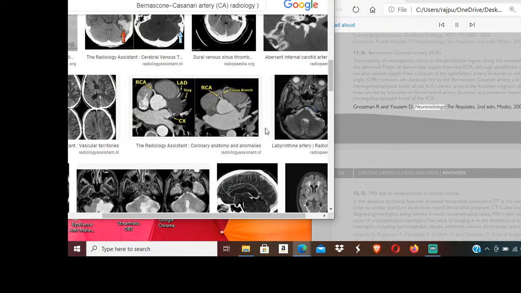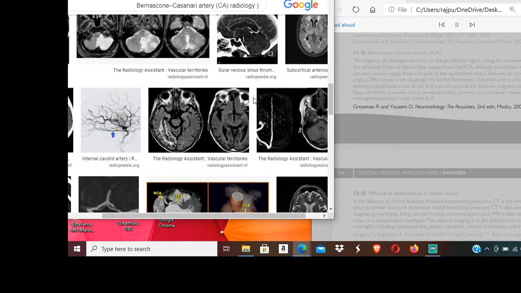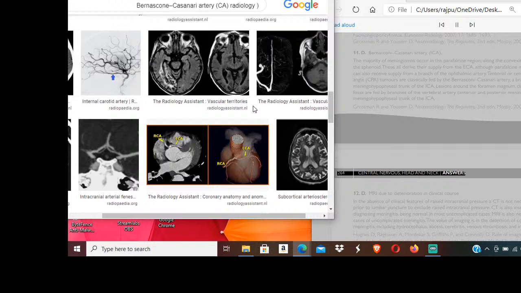Grossman R, Newsom D. Neuroradiology, The Requisites, 2nd ed., Mosby, 2003, p. 104.